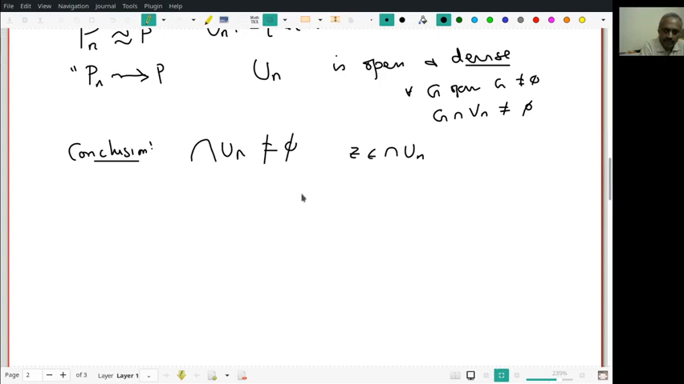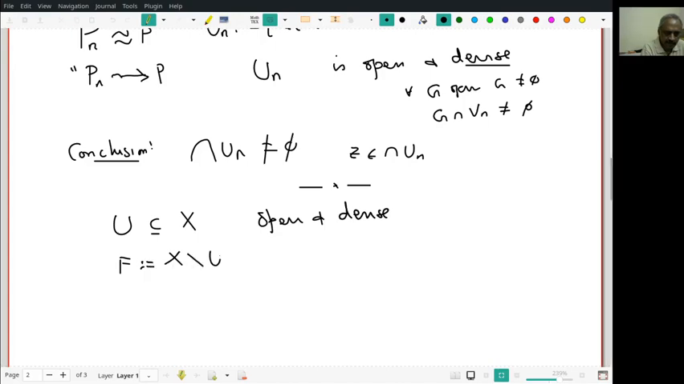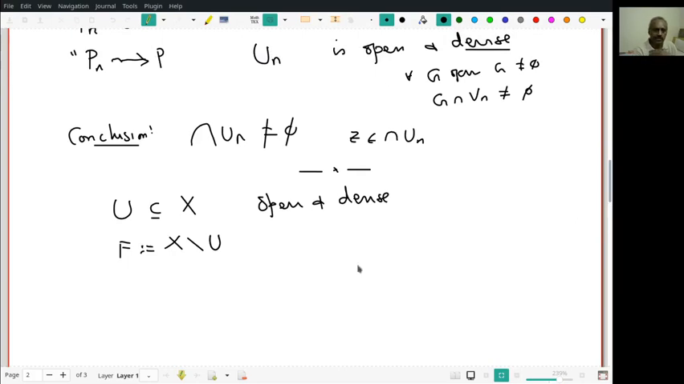Now let's look at just before this. Well, let U in X be open and dense. Let F equal X minus U. That is the complement. We want to understand the topological properties of F also. So how do I do that? First, since U is open, I know F is closed. That is very easy.